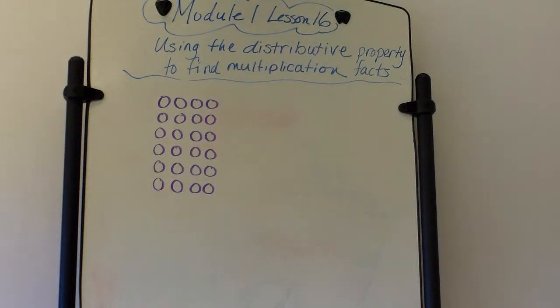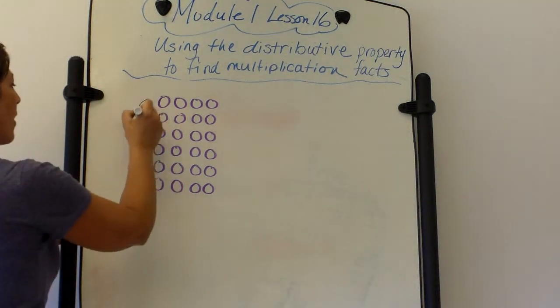This is lesson 16, using the distributive property to find multiplication facts. So the distributive property for multiplication basically says that we can think of a multiplication problem as one whole problem, or we could break it apart or distribute the parts into smaller chunks and then add those together at the end. Let's look at an example to see what I mean.